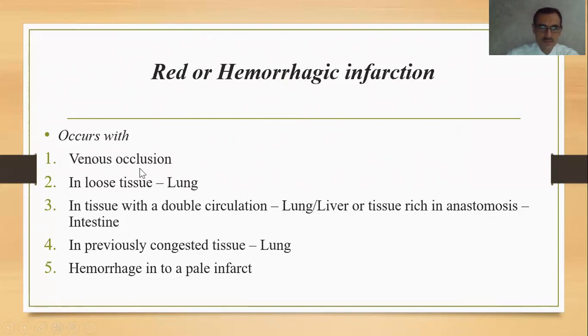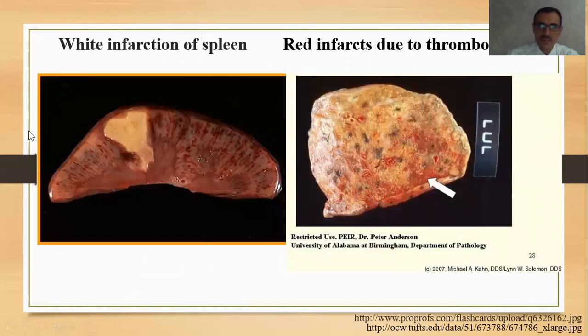Let me pass this slide. Here we see the types of infarction by the shape. Here you see the conical infarction and also by the color. The white infarction of the spleen is the conical type, and the red infarct of the lung due to the thromboembolism. Here we see the red infarctions.